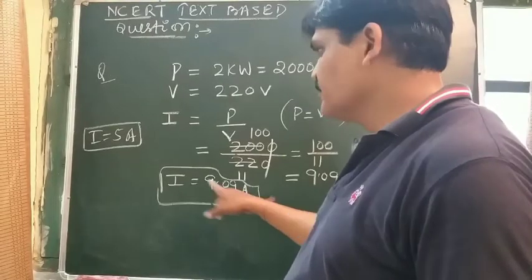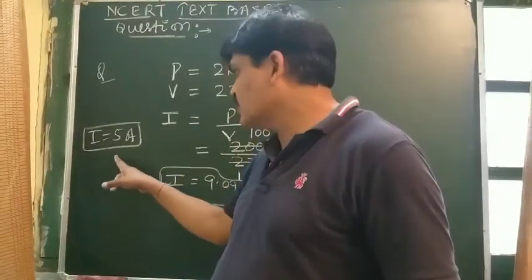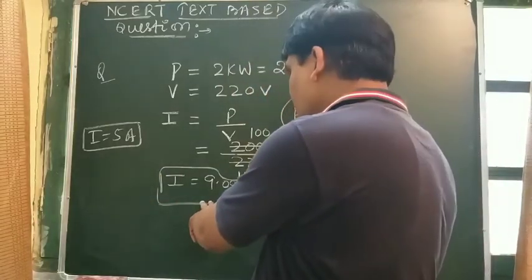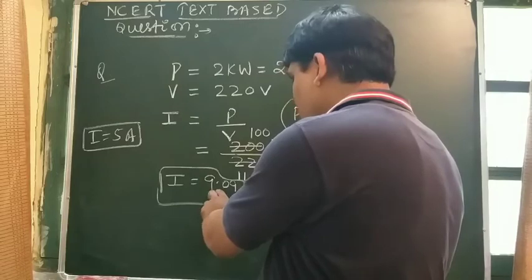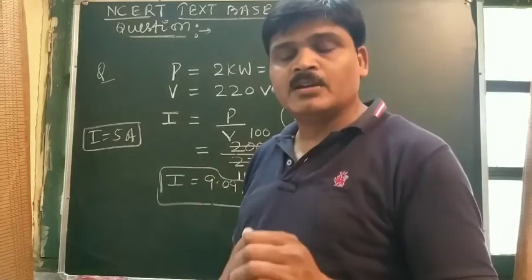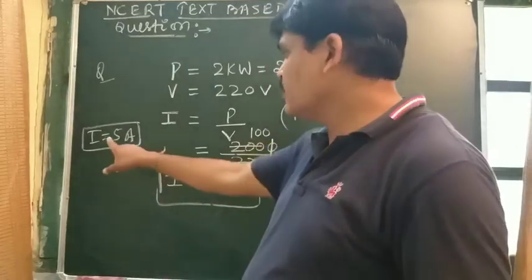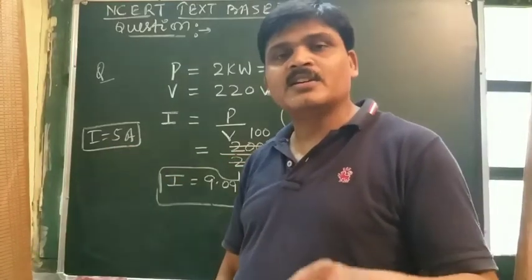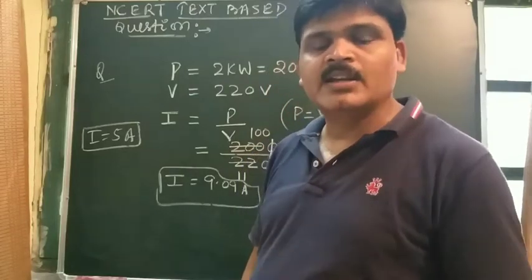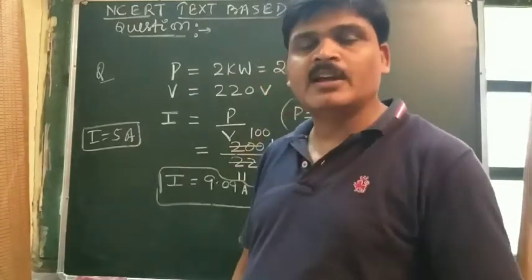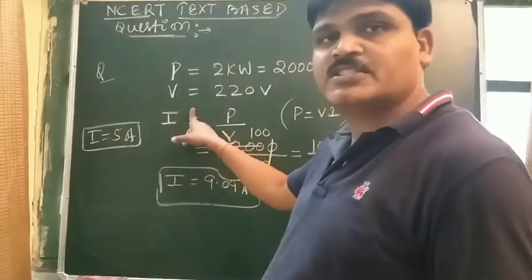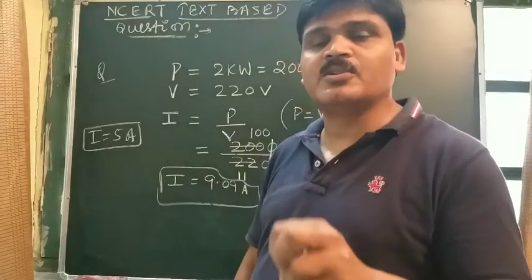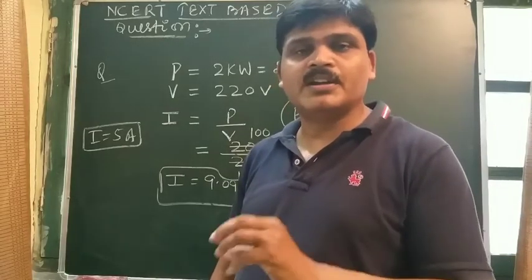The reason is that the current drawn by the electric oven is 9.09 ampere, and the current rating of the domestic circuit is 5 ampere. So the current flowing through the circuit, 9.09 ampere, is more than the current rating of the circuit, which is 5 ampere. So in this case, the fuse will melt and the circuit is broken, and the electric oven is saved from getting damaged.